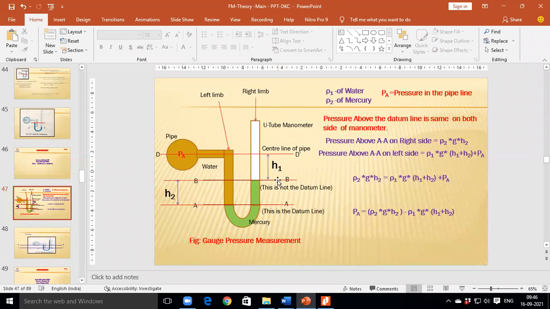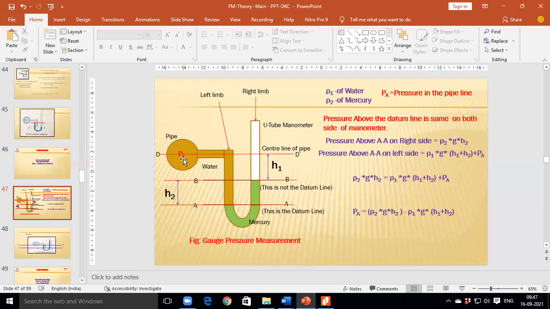So can anybody tell me the height of water in the left limb between BB dash and AA dash? H2, correct. H2 represents the height of water in the left limb between these two lines, AA dash and BB dash. Okay, so what will be the total height from the center of the pipeline to the datum line?